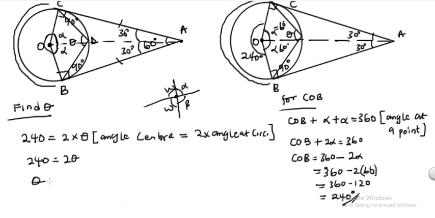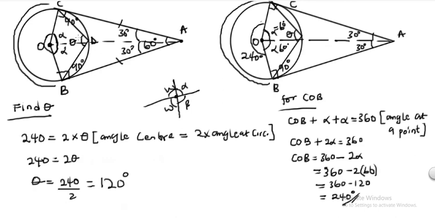So theta here is equal to 240. If I divide both sides by 2, so 240 divided by 2 is 120 degrees. So theta in this example is equal to 120 degrees. Now let's look into the next theorem.